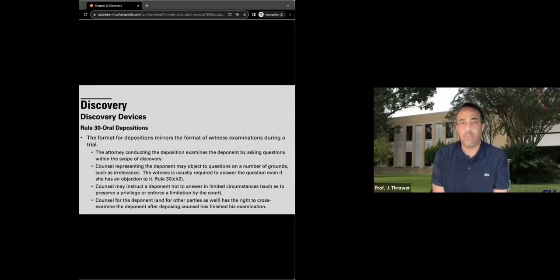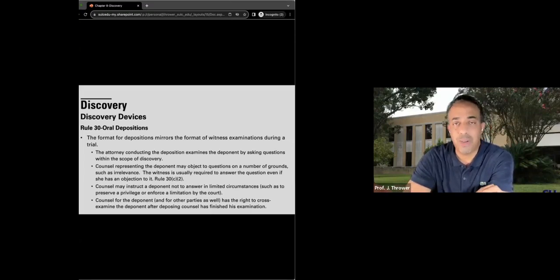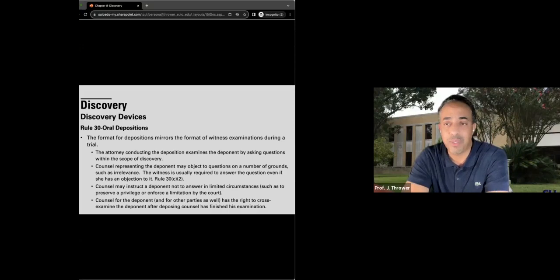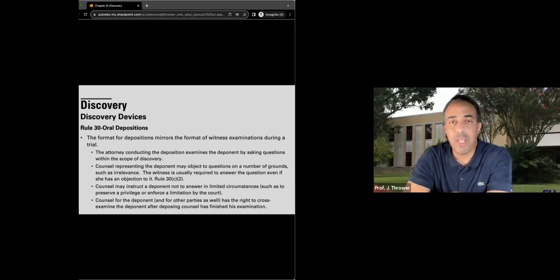And the one that most commonly comes to mind is those instances where they may desire to preserve a privilege or enforce a discovery limitation that may have been previously set by the court. Counsel for the deponent, or the defending counsel, also will have an opportunity, or the right, to cross-examine the deponent after the deposing counsel, that is the counsel who notified the deposition, has finished his examination.